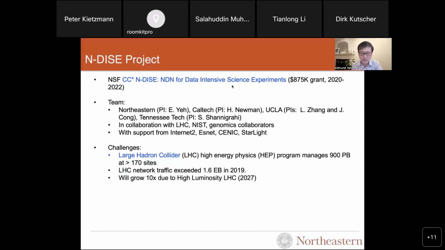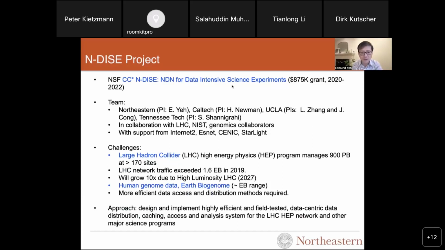And based on the resources that are currently available, that won't be sufficient to cover these data needs. And this seems to be true across the board in many different data-intensive science fields, including human genome and Earth biogenome projects. In all of these fields, more efficient data access and distribution methods are required.